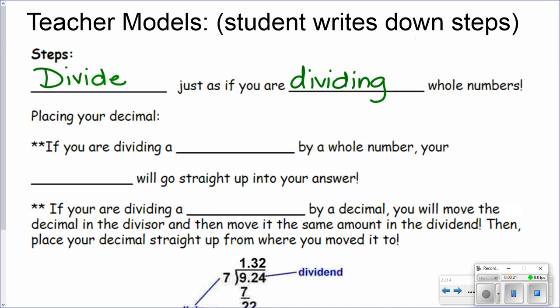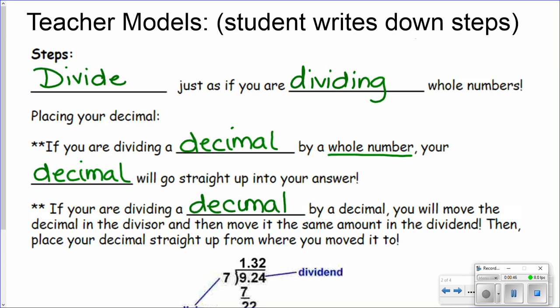In order to place your decimal, if you are dividing a decimal by a whole number, then your decimal will go straight up into your answer. If you are dividing a decimal by a decimal, you will move the decimal in the divisor and then move it the same amount in the dividend. Then your decimal will go straight up from where you moved it to.